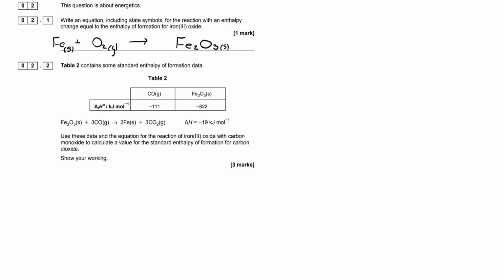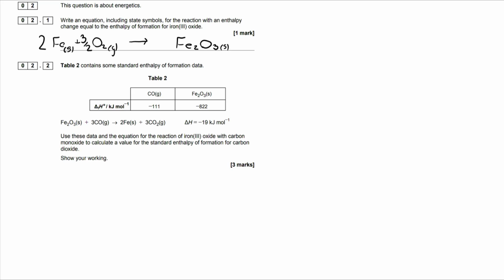Now what's left is the balancing, and that's 2 Fe, 3/2 O2, and 1 mole of Fe2O3. And again, it's worth just reinforcing here, if you'd balanced this up to have more than 1 mole of Fe2O3, it would no longer be the standard enthalpy of formation.